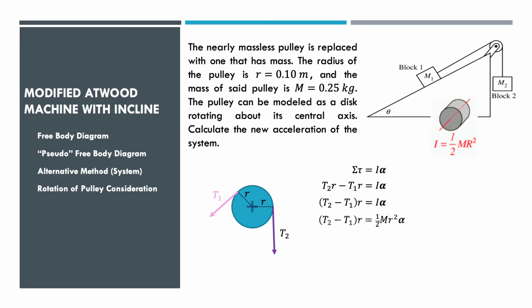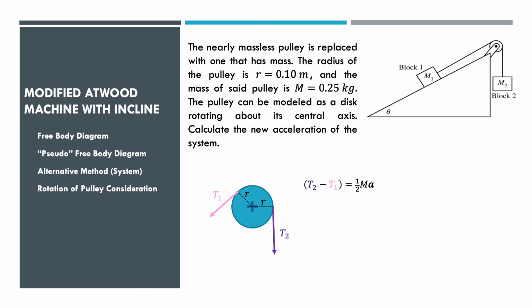I factor out the R. I plug in the inertia. And the R's cancel out on both sides. And I'm going to use a handy-dandy formula that converts from rotation to translational. I plug that in, and the radiuses cancel out. And here's my expression. The difference in tensions equals 1/2 the mass of the pulley times the acceleration.